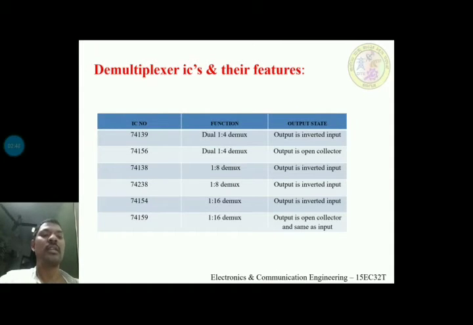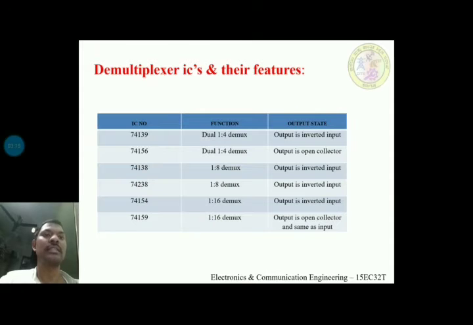The next one is 74238 IC. This is also a 3 to 8 line decoder or a demultiplexer IC. This is an excellent chip to use to increase the output of a microcontroller. To increase the output of a microcontroller, this type of IC is used. That is 74238.